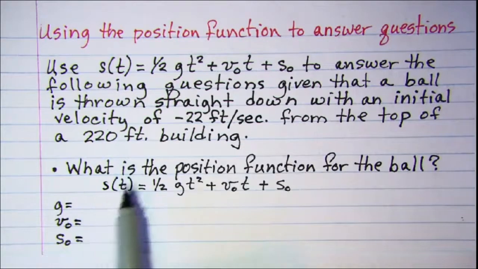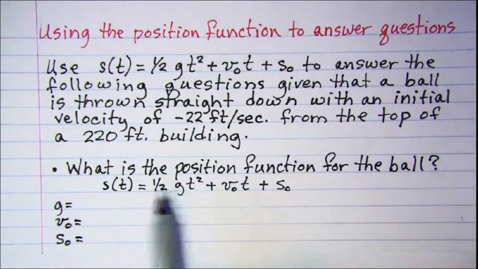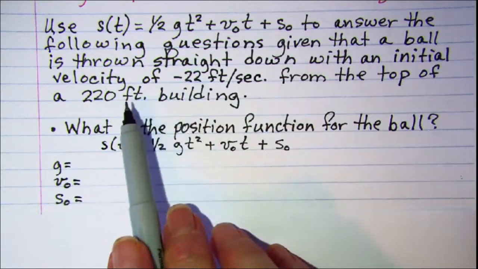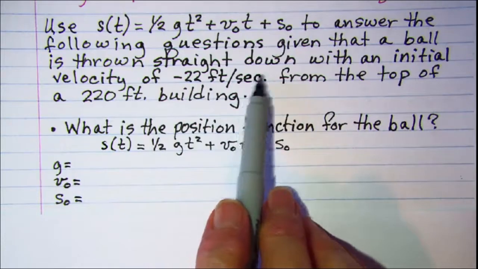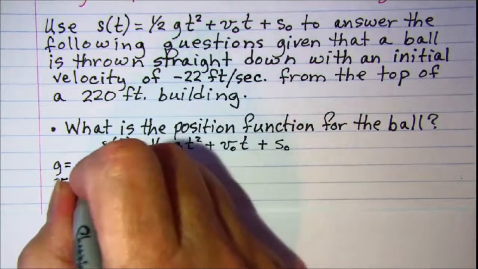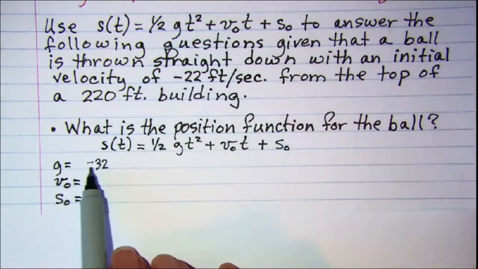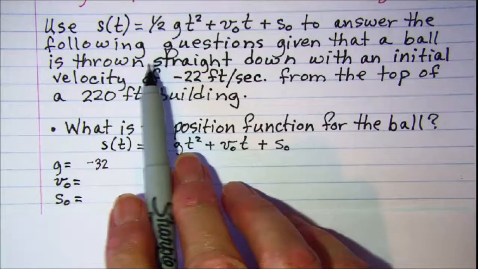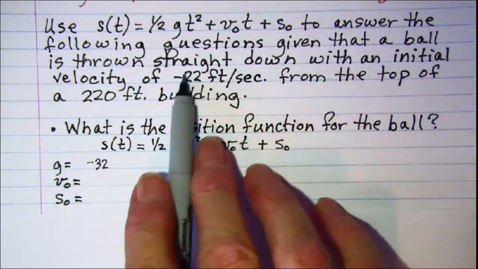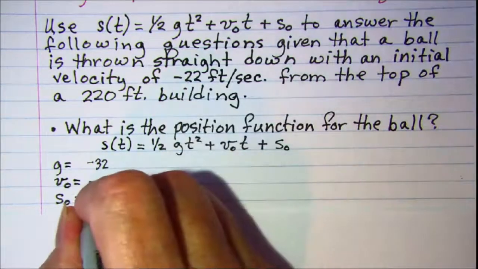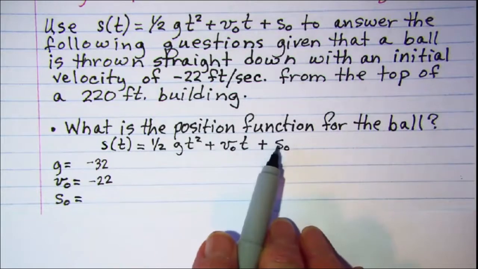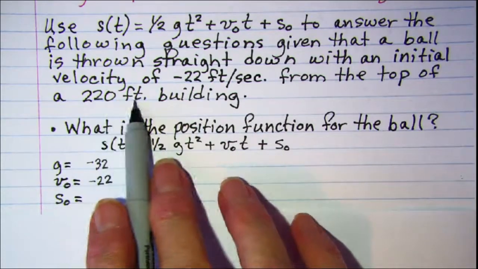Our first question is, what is the position function for the ball? Remember that we're using this position function. Since we're working with feet and seconds, our gravity constant that we'll be using is a negative 32, and it's negative because we're throwing our ball down. Our initial velocity is given as a negative 22 feet per second, and our initial position is the top of a 220-foot building.